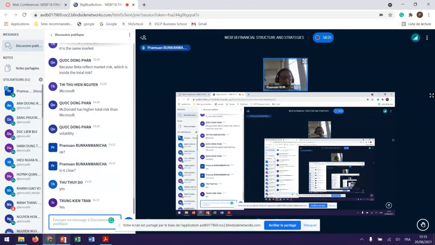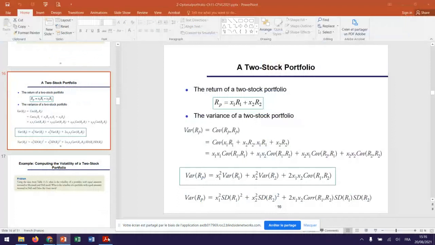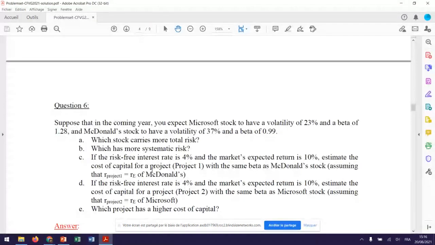Perfect. So in that case, if the risk-free interest rate RF is 4% and ERM is 10%, you can see I can just simply read and write at the same time.